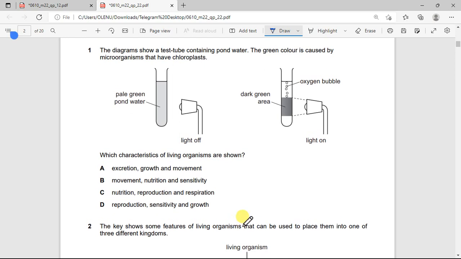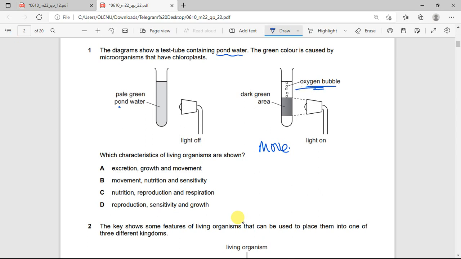First question here is, the diagram shows a test tube containing pond water. Now the green color is caused by microorganisms that have chloroplasts. First we have pale green pondweed. Now as light intensity begins to shine on it, what happened? The dark green area, so you find out that the green pond water concentrates in this area. So one major thing that happens there is they were able to move, that movement.